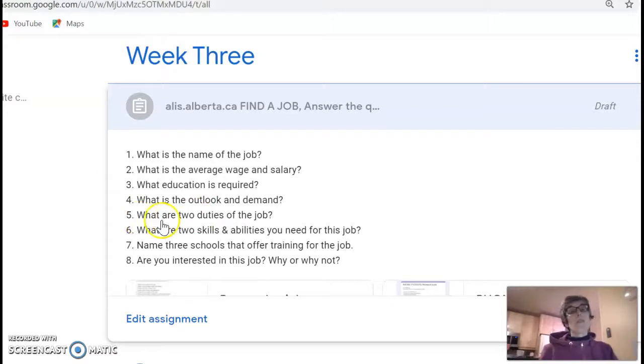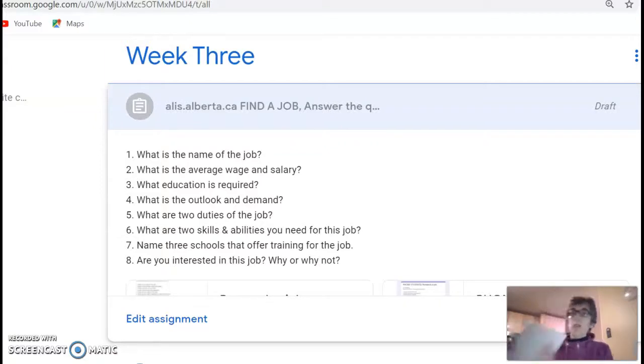So number 5, what are the 2 duties of the job or things you do? Number 6, what are 2 skills and abilities you need for this job? Number 7, name 3 schools that offer training for the job. Number 8, are you interested in this job? Why or why not? So now you need to get out that list of 5 jobs that you found when you did the interest exercise.